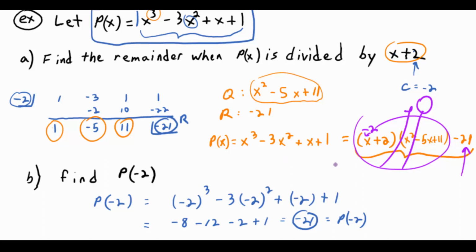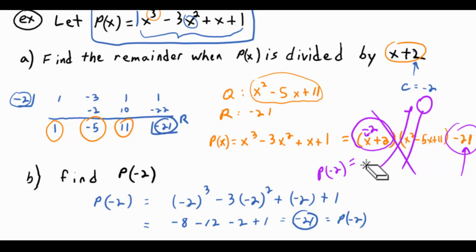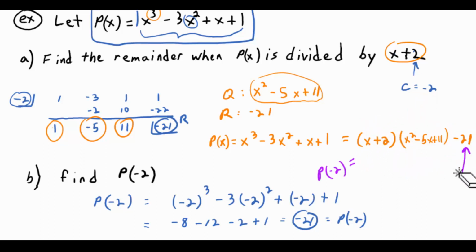That's when you plug in negative 2. This factor zeroes out, which makes this whole thing go away, and you're left with the remainder. The remainder theorem, once you look at it in terms of the check on division, it's pretty straightforward. Okay? Let me erase all that ugly stuff. All right.